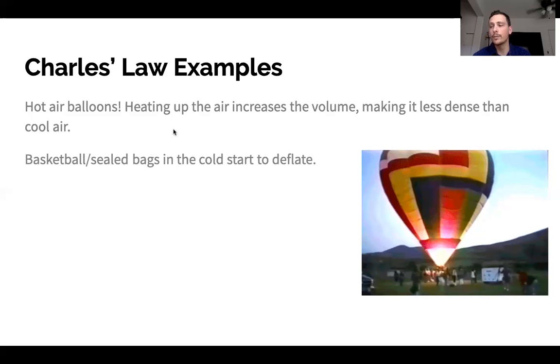So also, if you ever have had a bag of chips or left your basketball outside during the winter, if you go out when it's really cold, you'll notice that the basketball is more deflated than it was when it was warm. This is true for anything that's sealed, right? Your bike tires, stuff like that. Whereas when it's really hot outside, it'll be a little more inflated than it was originally.